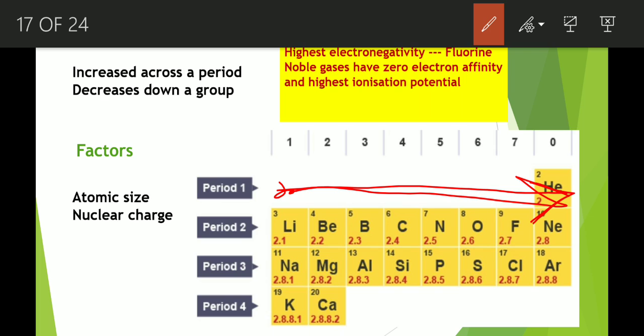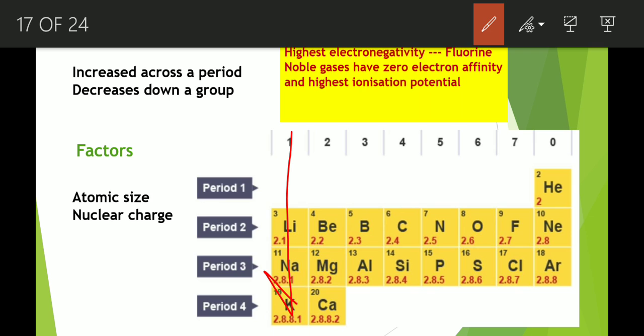What happens? When we go from top to bottom, the atomic radius increases, right? As a result, ionization potential decreases. And the nuclear charge is also increasing down the group. So, ionization potential should have increased if nuclear charge is increasing, but it is not the case. Actually, ionization potential will decrease from top to bottom.